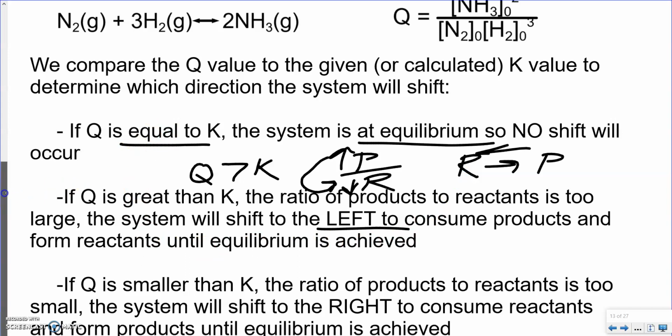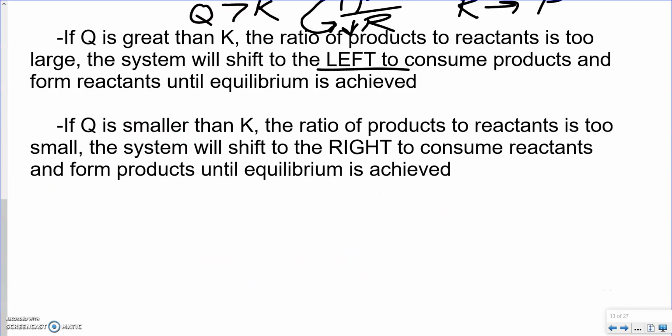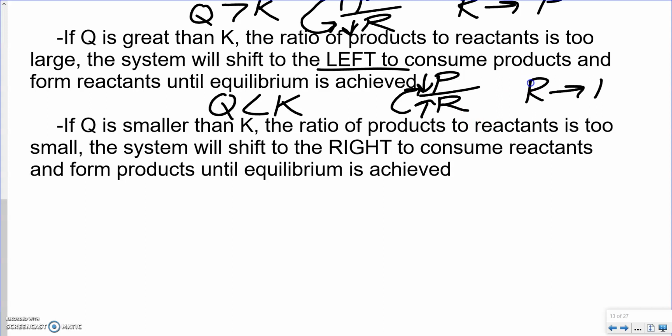Okay, if Q is smaller than K, again, thinking products over reactants, it means our reactants are too large, our products are too small, so reactants are going to be shifting to form products. So again, if we think reactants forming products, we're going to see a shift towards the right side of the reaction.